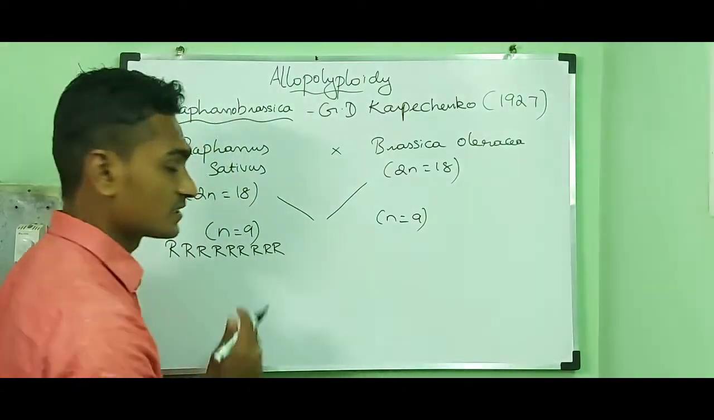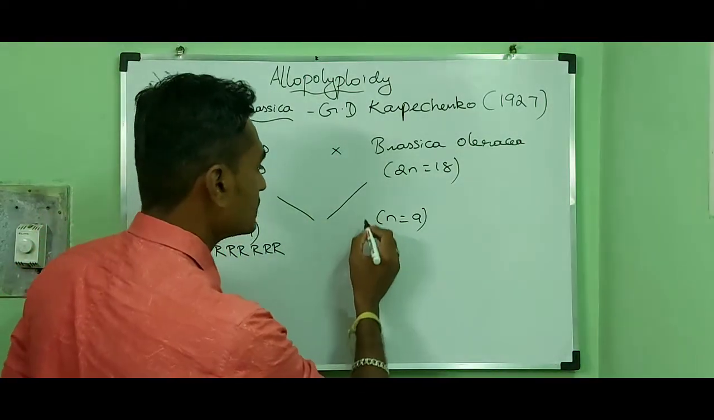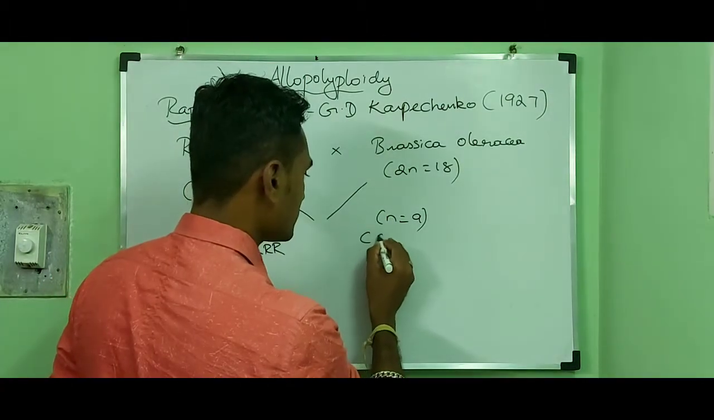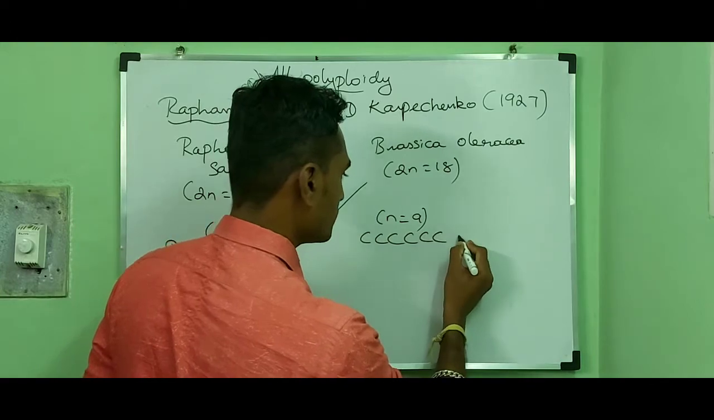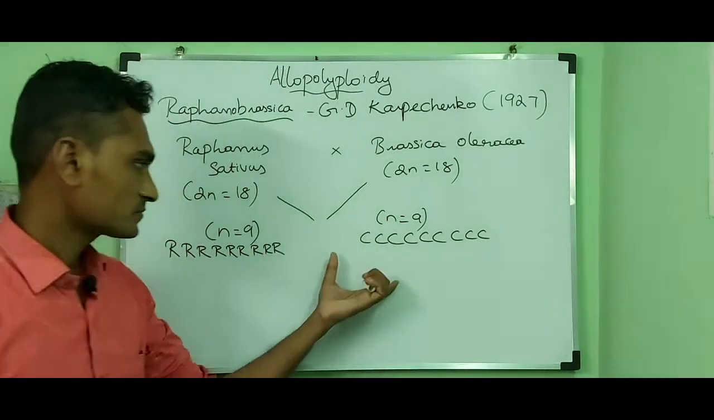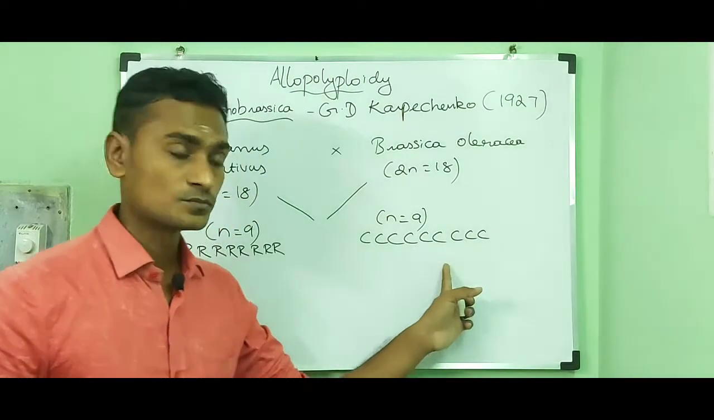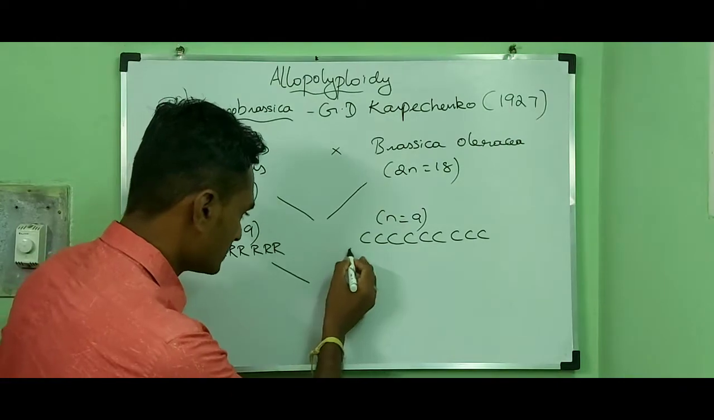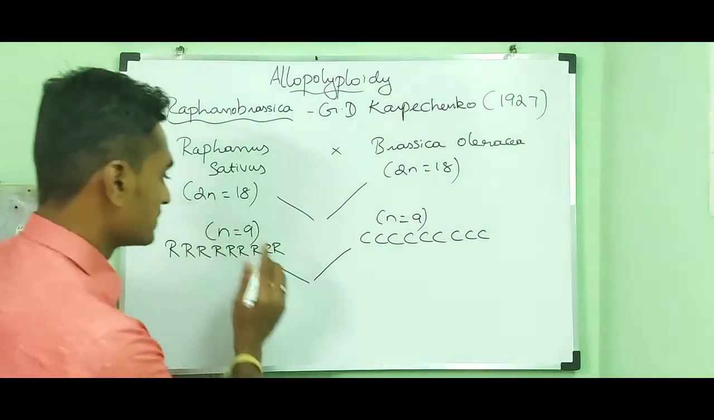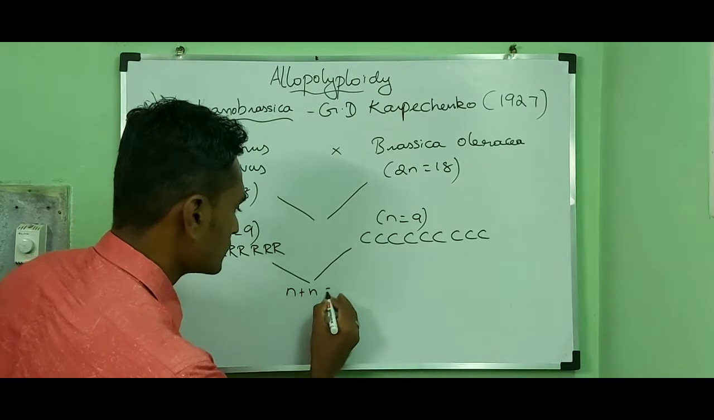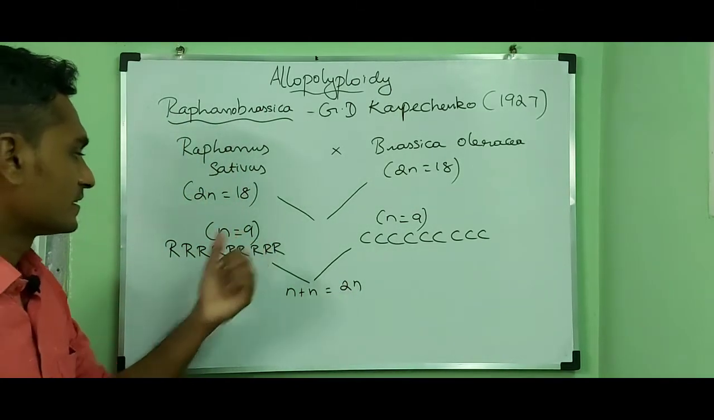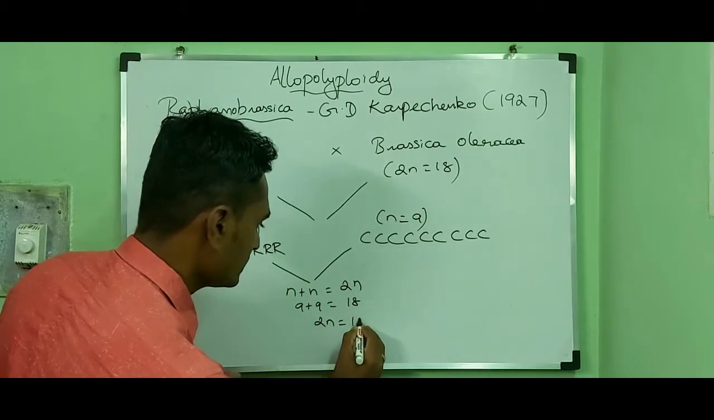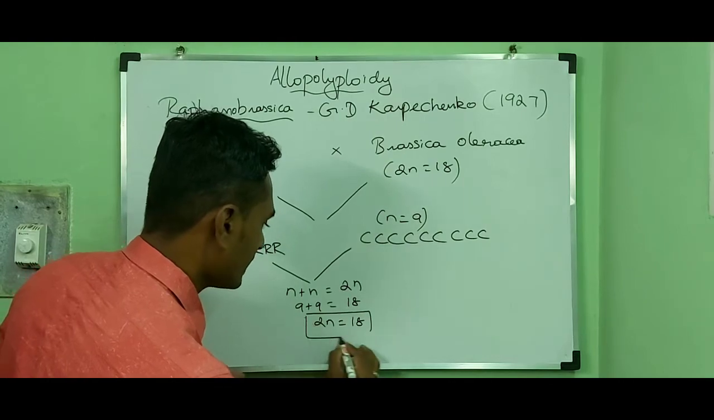Then the other gamete contains 9 chromosomes, and they are denoted by capital C. So fusion of gametes takes place. That means n plus n is equal to 2n. Then 9 plus 9 produces 18. So 2n is equal to 18.